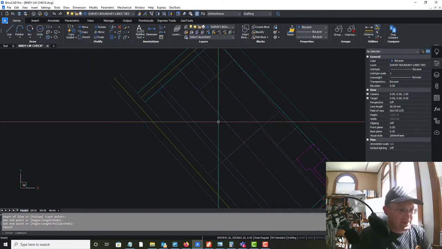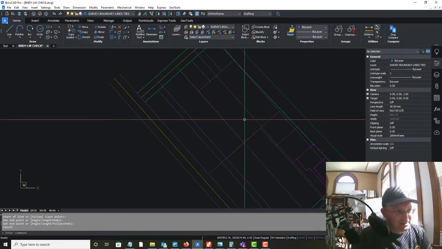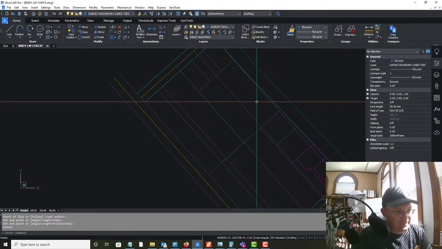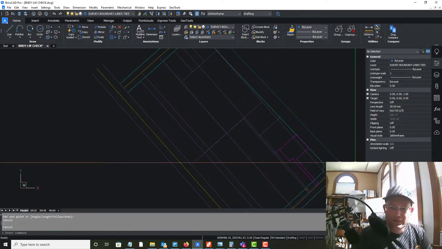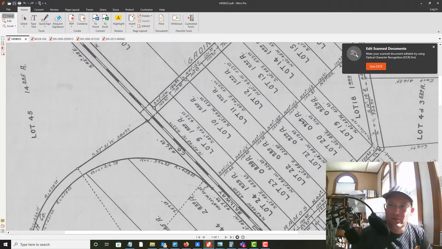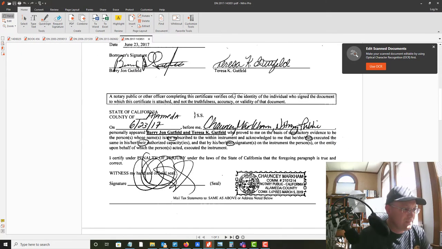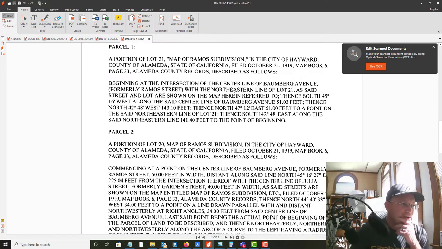So all we have left is whatever's going on in this little portion of the block right here. Okay. So, but we're just gonna keep working down our list of deeds. We pulled every deed in the block. We're just working down. We're working through those. So we've got this 2017 deed here. Okay, so this has two parcels in it.